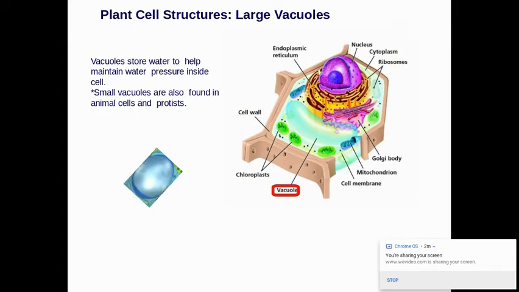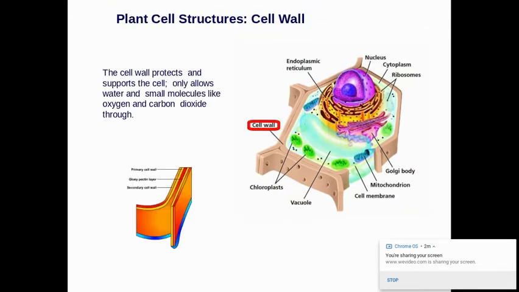All right, so let's talk about the large vacuole first. Vacuoles are basically storage, and they also help to maintain water pressure inside the cell. So as a plant loses water, its vacuoles start to shrink, and that's when you see a plant shrivel up. If a plant wasn't watered, it's because each vacuole inside of each cell is losing water. Again, there are some small vacuoles found in some animal cells and some protists. And just to remind you, a protist lives in water. So vacuoles are used to store water and maintain pressure.